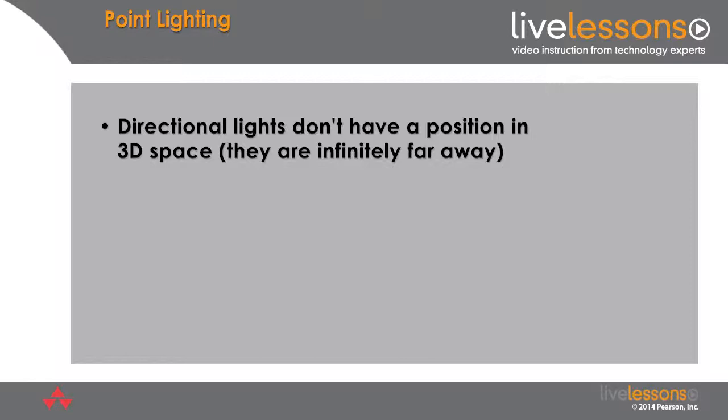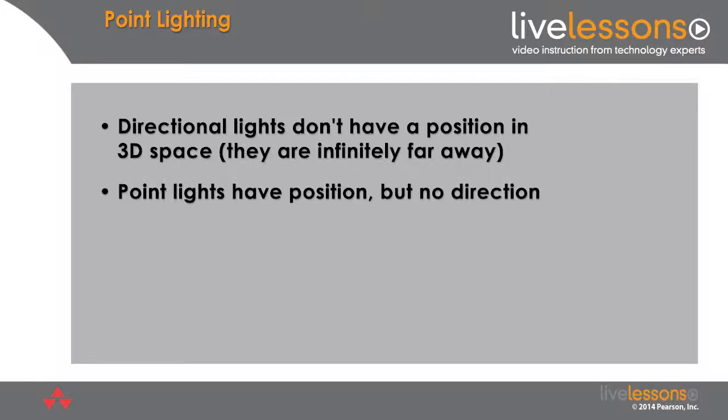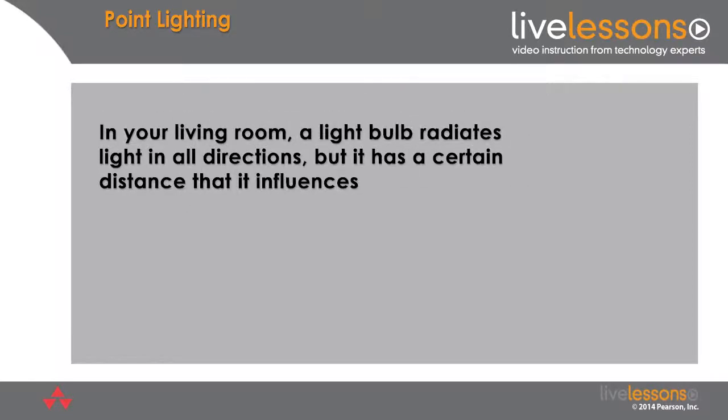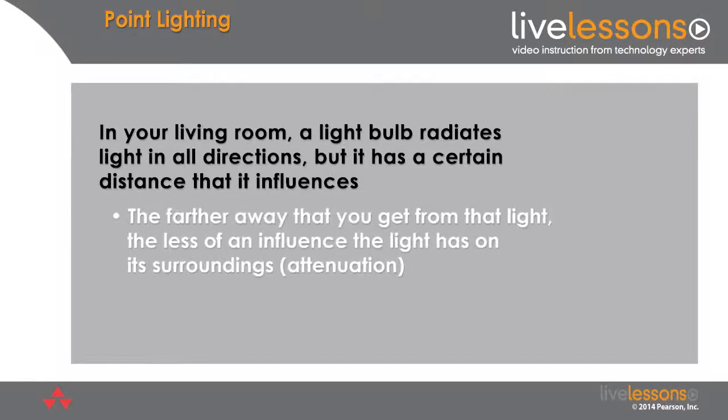But that's just the opposite for point lights. For point lights, the light has position, but no direction. In fact, you could say that the point light radiates light in all directions. Think of this like a light bulb inside of your living room. In your living room, that light bulb radiates light in all directions, but it also has a distance that it influences. So the further away we get from the light, the less influence that light has. That's called attenuation, and we can implement that in our point lighting model as well.